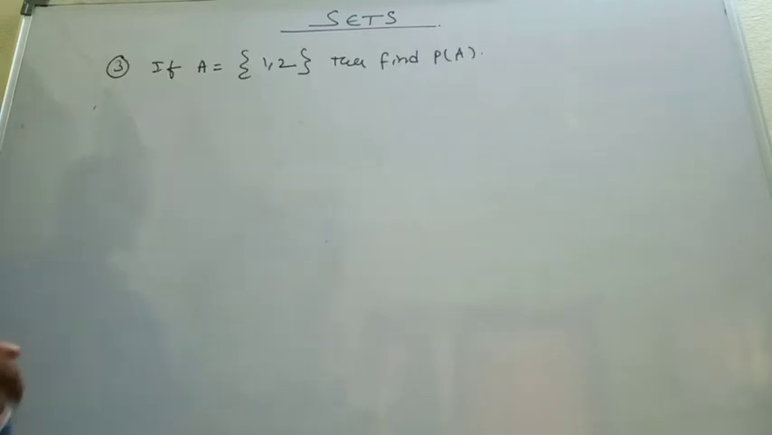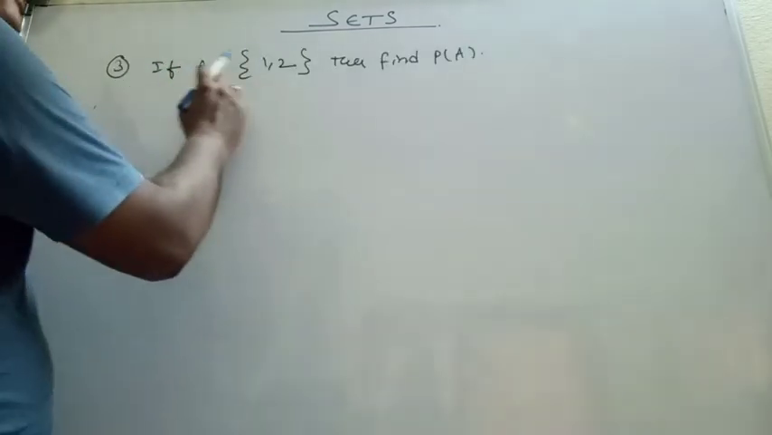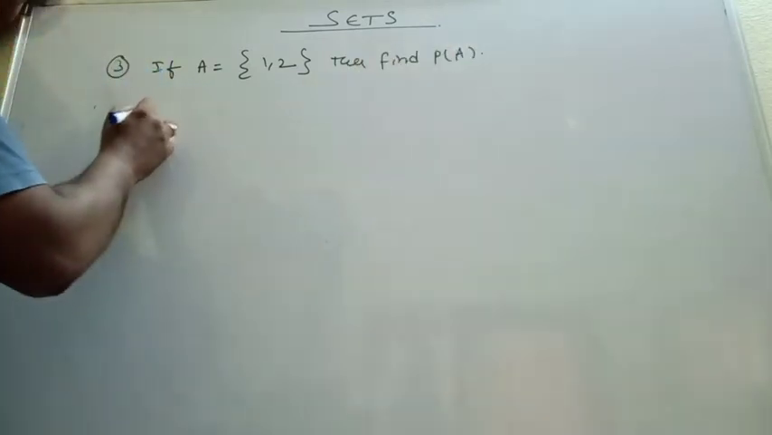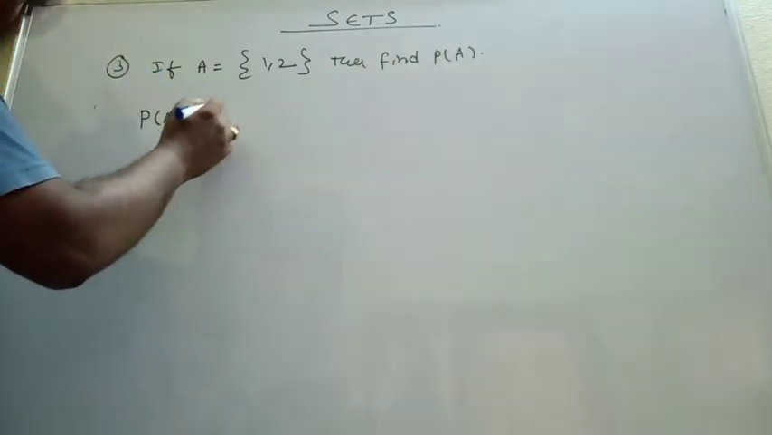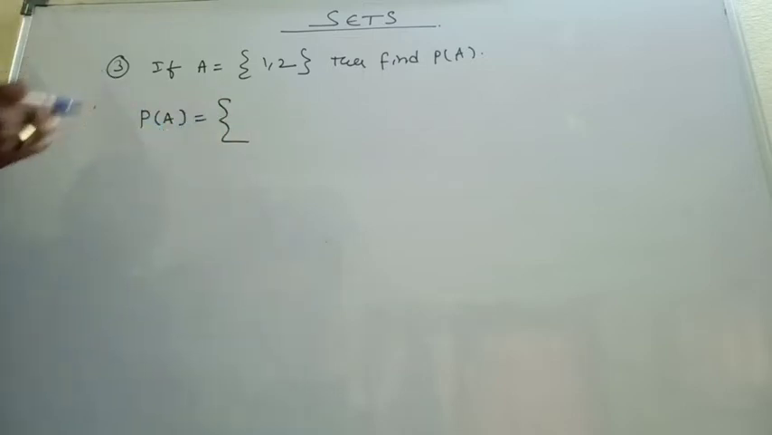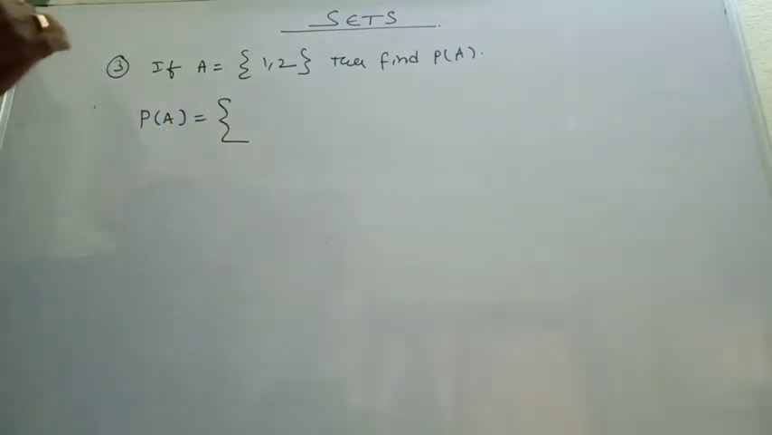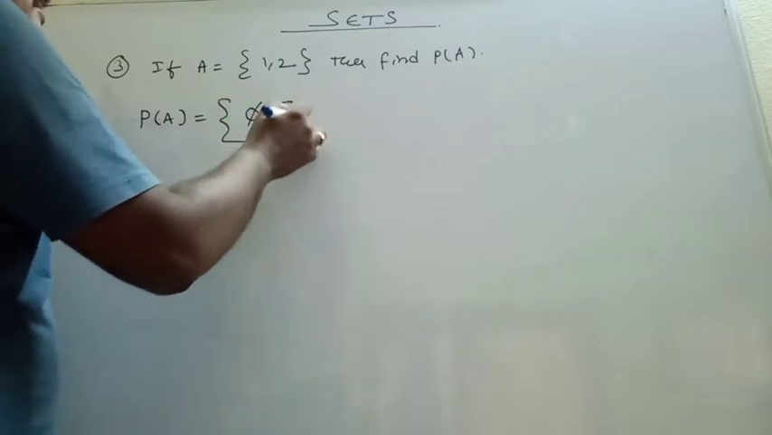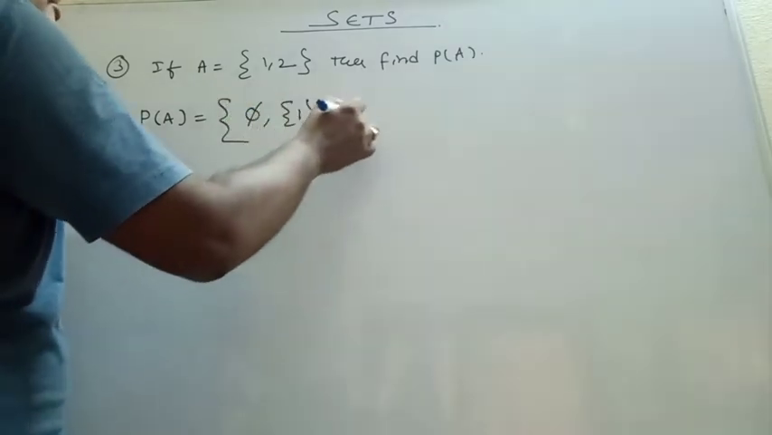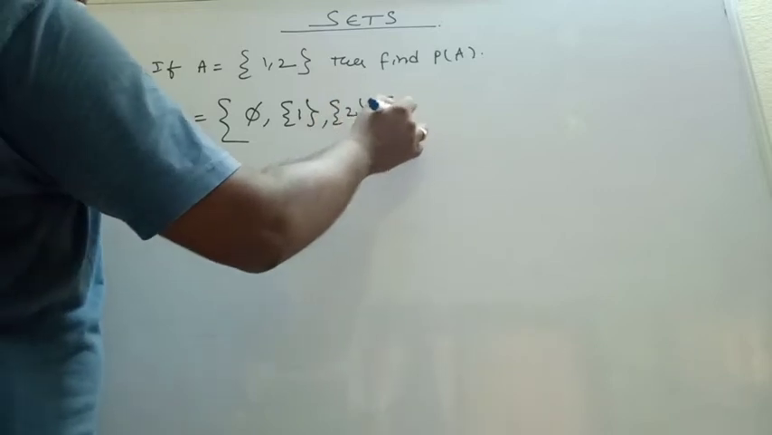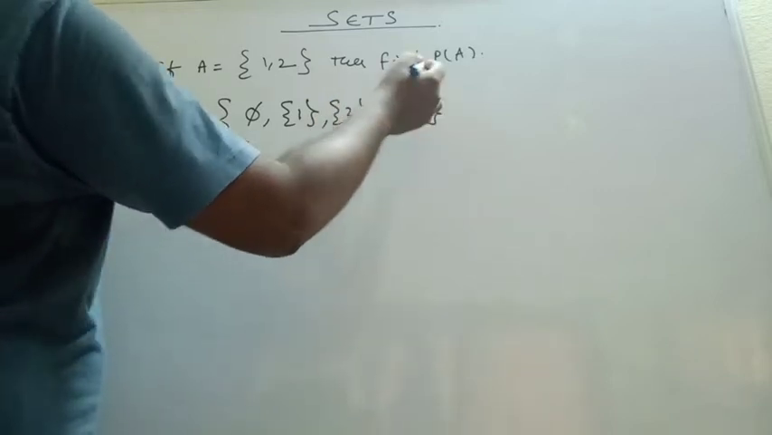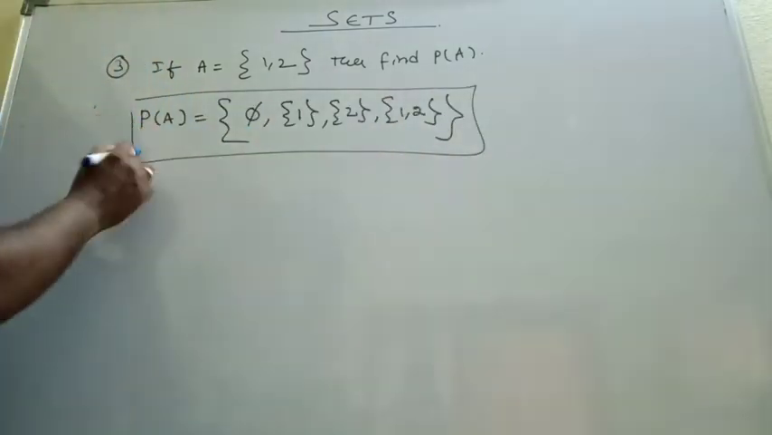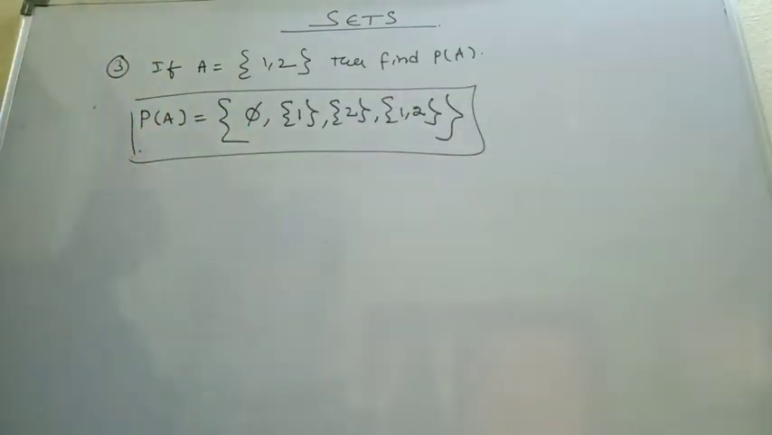Now see this third problem, a very basic problem. If A equals {1, 2}, then find the power set of A. You know that I told you the power set of A is nothing but the set of all possible subsets of the given set. That is, the singleton set {1} you will have, singleton set {2} you will have, then the set itself, that is A, {1, 2}. This is the power set of A. Because some students want clarity, that's why I am explaining this one.